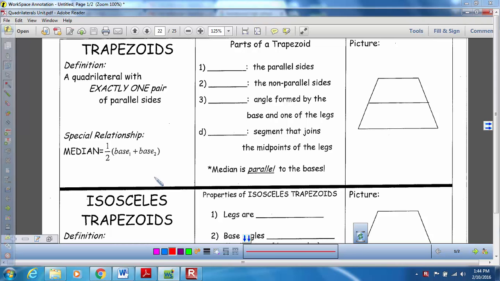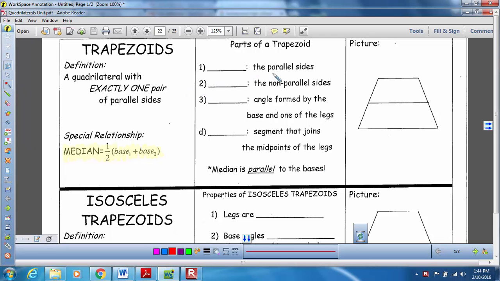The special relationship which you will want to know and memorize is that the median, which you will learn what it is, is equal to half times base 1 plus base 2. So let's learn about the different parts of a trapezoid.